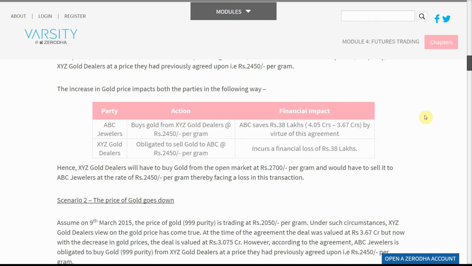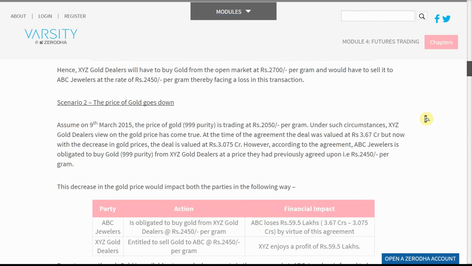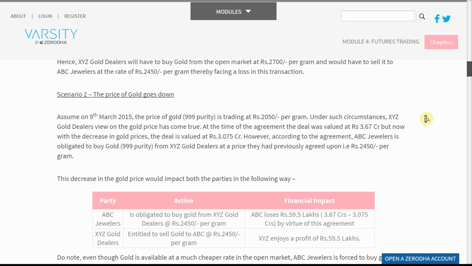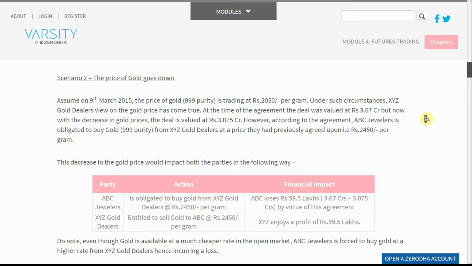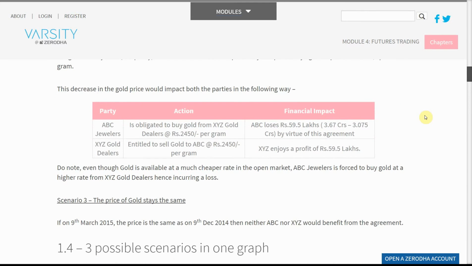Scenario 2. The price of gold goes down. Assume on the 9th of March 2015, the price of gold 999 purity is trading at 2,050 rupees per gram. Under such circumstances, XYZ gold dealers' view on the gold price has come true. At the time of the agreement, the deal was valued at 3.67 crore rupees, but now with the decrease in gold prices, the deal is valued at 3.075 crore rupees. However, according to the agreement, ABC Jewelers is obligated to buy gold 999 purity from XYZ gold dealers at a price they had previously agreed upon, i.e. 2,450 rupees per gram. This decrease in the gold price would impact both the parties in the following way.